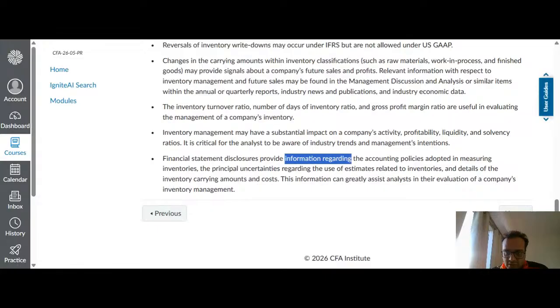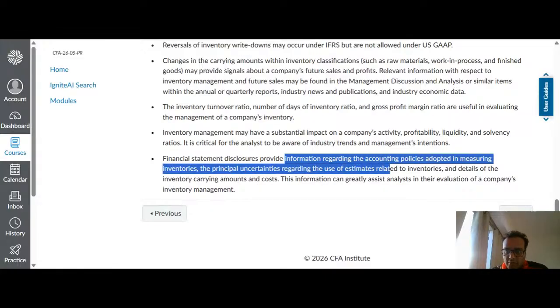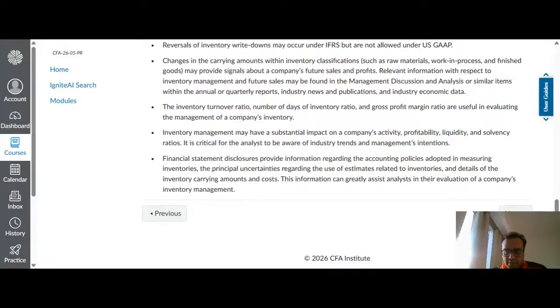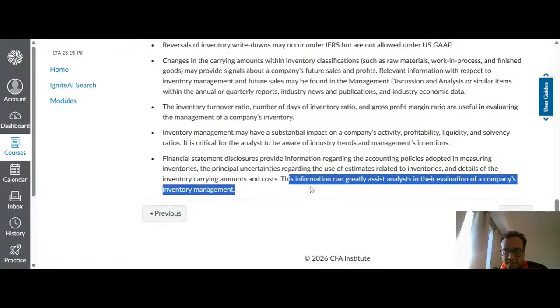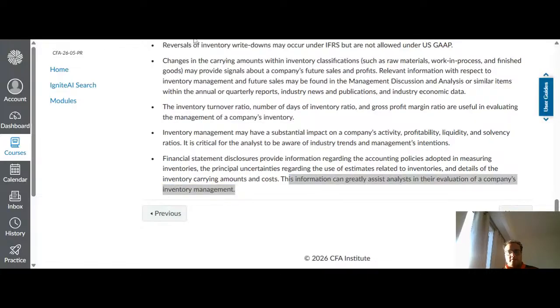Financial statement disclosures provide information regarding the accounting policy adopted in measuring inventories and principal uncertainties. This information should assist in the evaluation of the company's inventory management. We are done with this chapter now. Thank you.